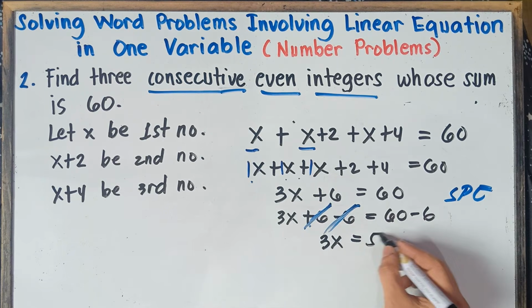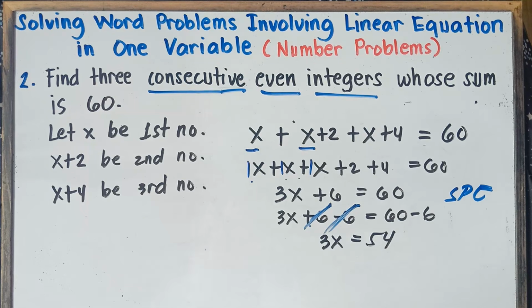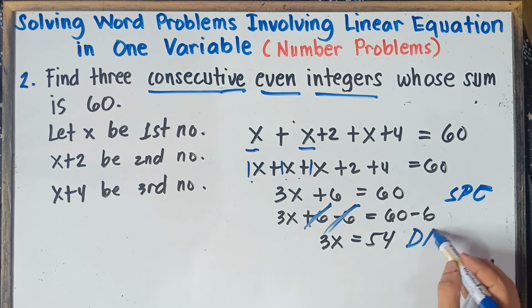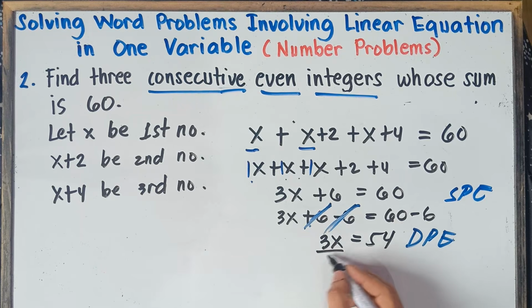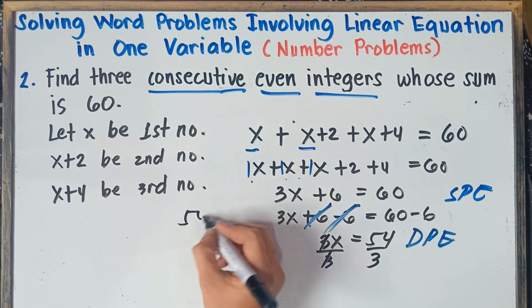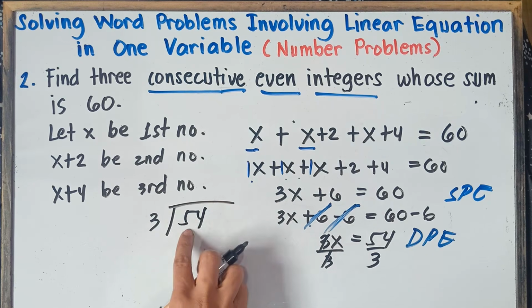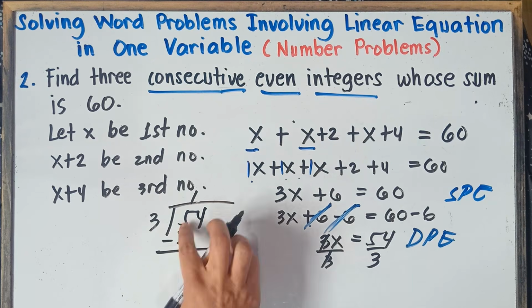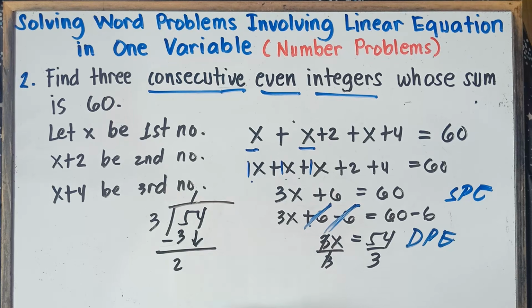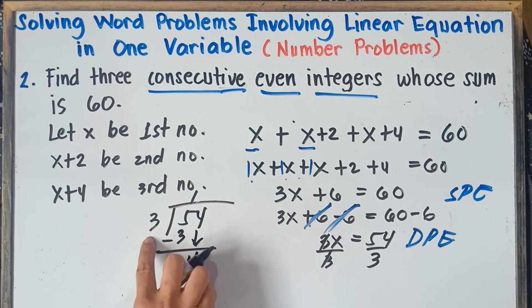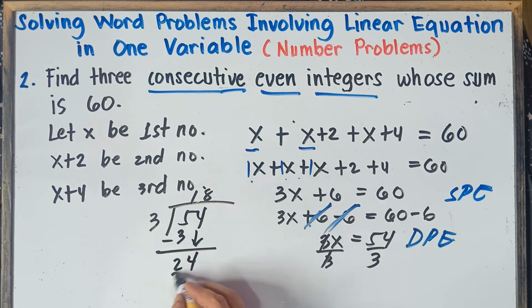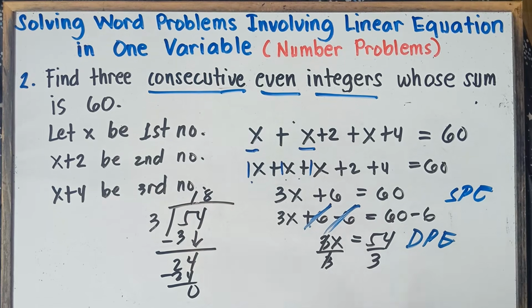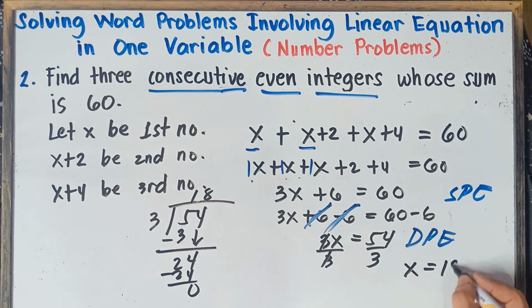That would be 54. And then to get the value of x, you can apply the division property of equality, dividing both sides by 3. So x equals 54 divided by 3. 5 divided by 3 is 1. 1 times 3 is 3. Subtract 5 minus 3 is 2. Bring down 4. 24 divided by 3, that would be 8. 8 times 3, that would be 24. Subtract, that would be equal to 0. So therefore, our x value is equal to 18.